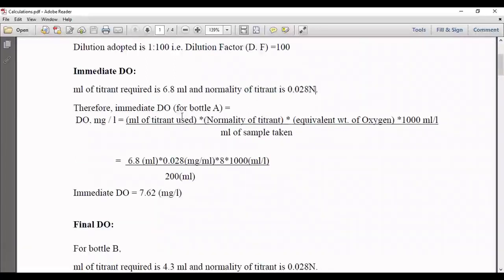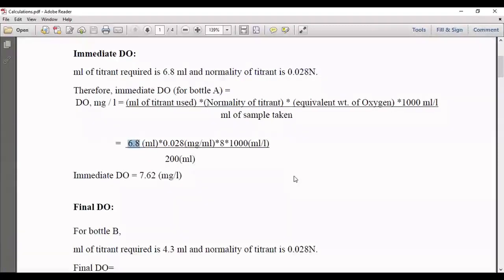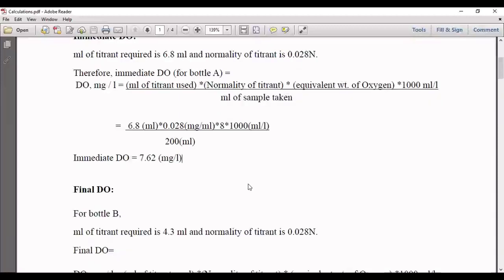So let's find out the immediate DO. For that we have used bottle A, so I have written it as bottle A. So the immediate DO comes out to be, with the same formula that we have used for finding out the DO, same formula I'll be using. I'll be just putting the value of the ml of titrant required for bottle A. So that was 6.8, and now I get the immediate DO value to be 7.62 mg per liter.